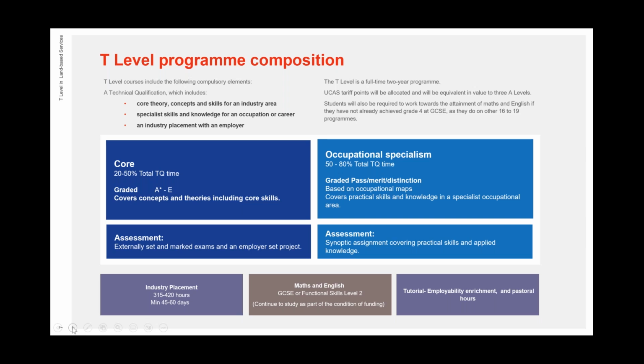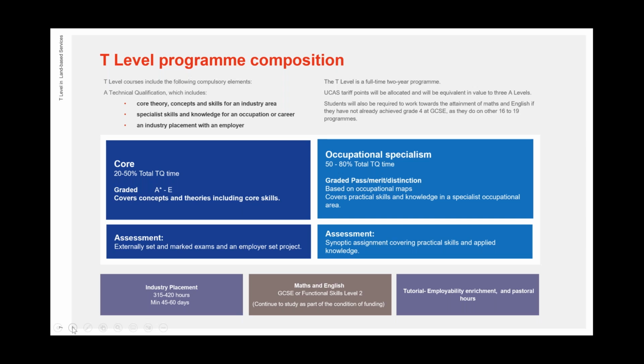The other part of the T level is the occupational specialism, which in land is around about 70% of the total TQ time, based on the occupational maps of that particular specialism. And this is where the practical work comes in for your learners. So the occupational specialism covers practical skills and knowledge in their specialist occupational area. That is assessed via a synoptic assignment, which will have tasks on both practical skills and knowledge. And that synoptic assignment for land is externally set, centre marked, and externally moderated in a very similar way to the synoptic assignments in our current level 3 technical qualifications.